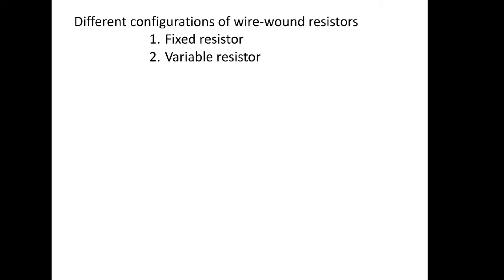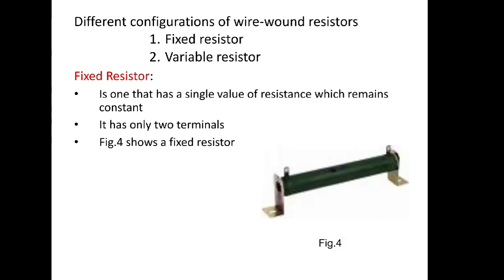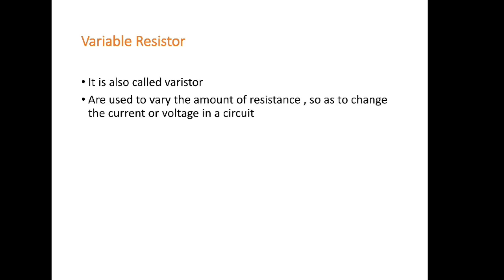So different configurations of wire wound resistors. One is the fixed resistor, and the second one is a variable resistor. See, fixed resistor, it is the one which has a single value of resistance, which means that it remains constant across the two terminals. A fixed value of resistance is, suppose, 10 ohms, 20 ohms, 30 ohms, like that they are available. Next one is variable resistance or variable resistor. It is also called varistor simply.